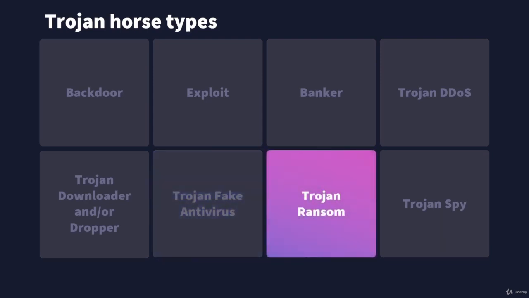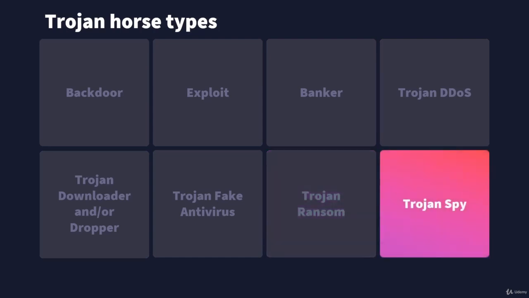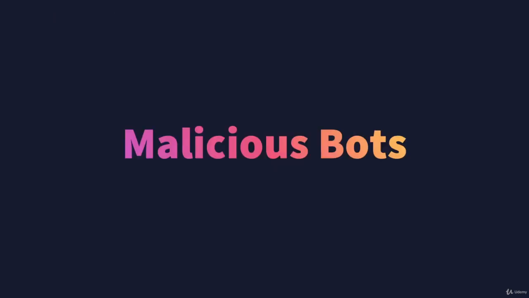After that, let's have a look at the Trojan Ransom. This type of Trojan can modify data on the victim's computer so that the victim cannot use the data anymore. The cybercriminals will only restore the data after ransom money is paid. Last on our list is the Trojan Spy, which, as the name implies, spies on the victim. For example, it can do that by tracking the data entered via the keyboard, taking screenshots, or getting a list of the running applications.